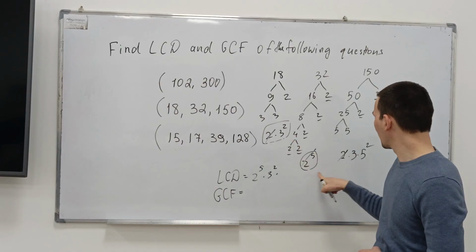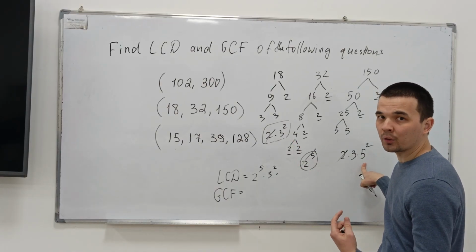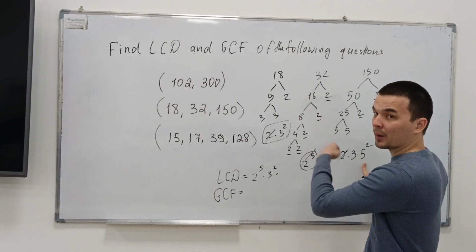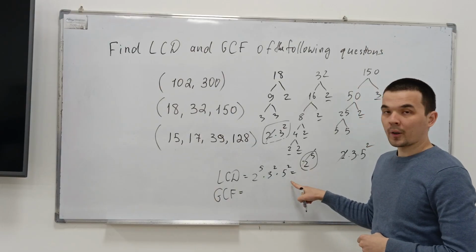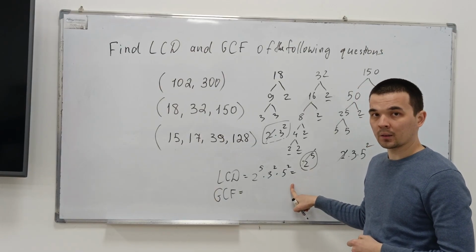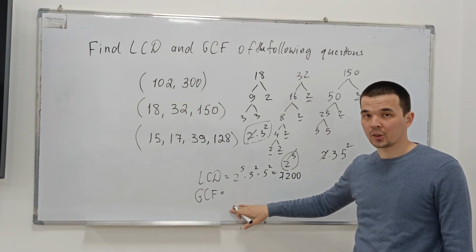Next number here is 5 exponent 2. For LCD, I told you, it doesn't matter whether other numbers have a 5 or not. We have to take 5 exponent 2. So the final answer is 7,200.